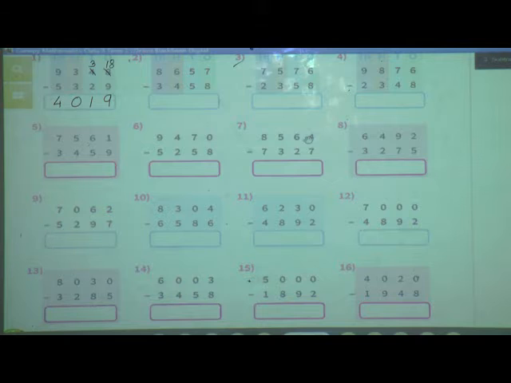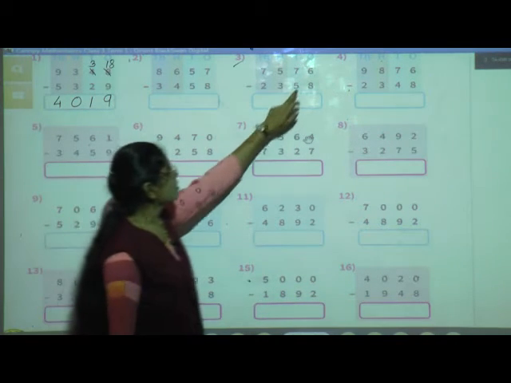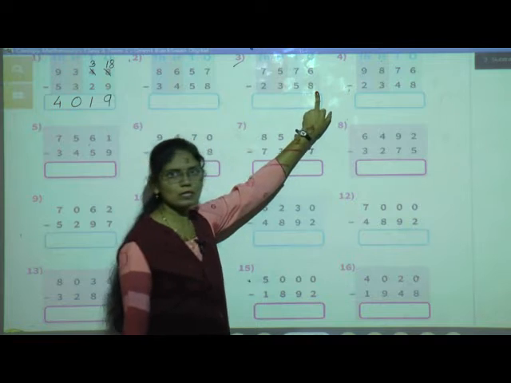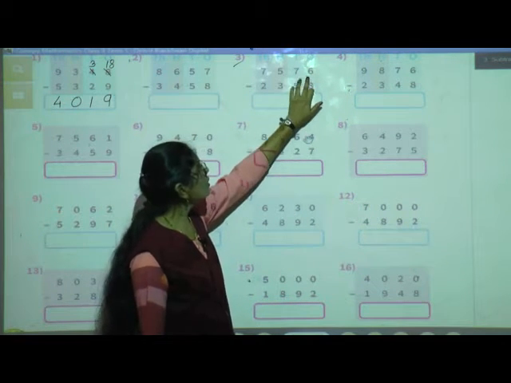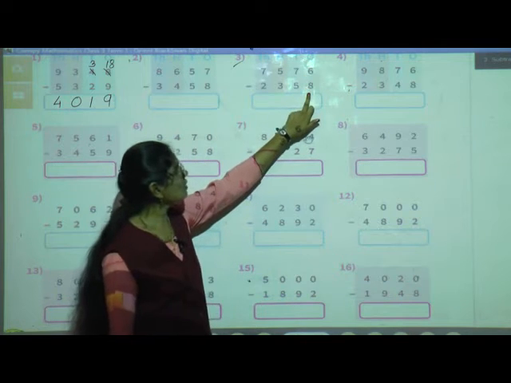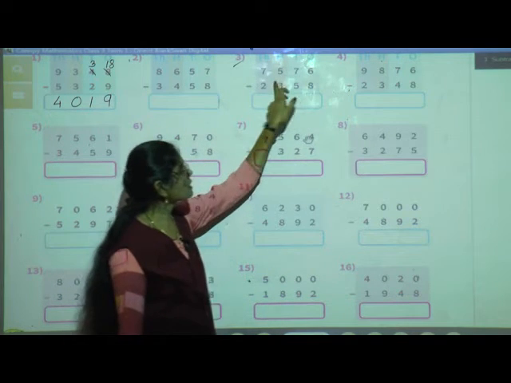Now see the ones place. At ones place, in the first number there are 6 ones and in the second number there are 8 ones. Now see the 6 minus 8. Can we do 6 minus 8? No, we can't do 6 minus 8. Why? What is the reason? Because 6 is smaller than 8. So we can't do 6 minus 8.